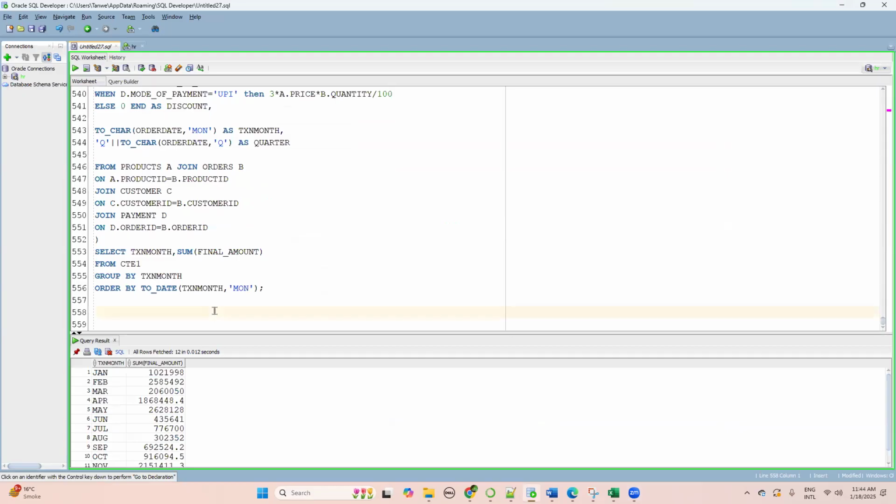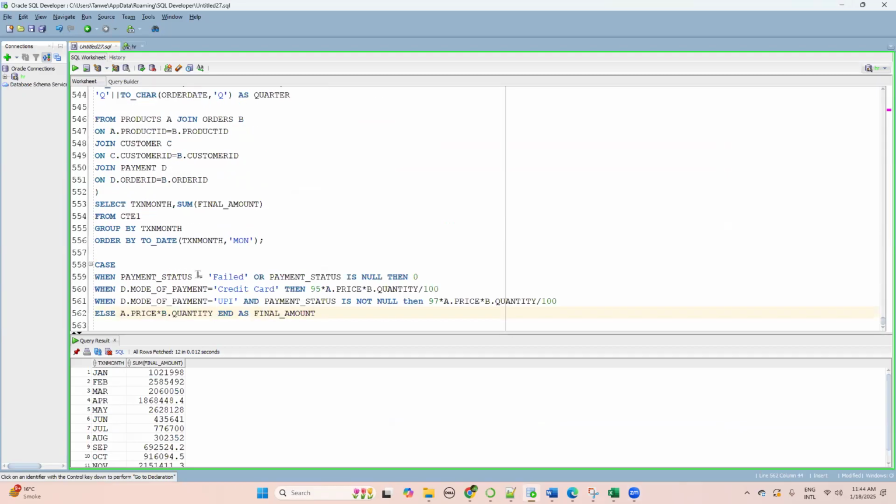ये सिनारियोज थे। Someone has asked about this कि अगर पेमेंट स्टेटस फेल्ड या पेमेंट स्टेटस नल होगा तो फिर फाइनल अमाउंट जीरो होगा। It means if payment status is failed or payment status is null, then it will be zero, no? Nothing we have received, right? If mode of payment is credit card, then 95 percentage. Is this clear why I'm multiplying with 95? Yes, sir. 5% discount will be.